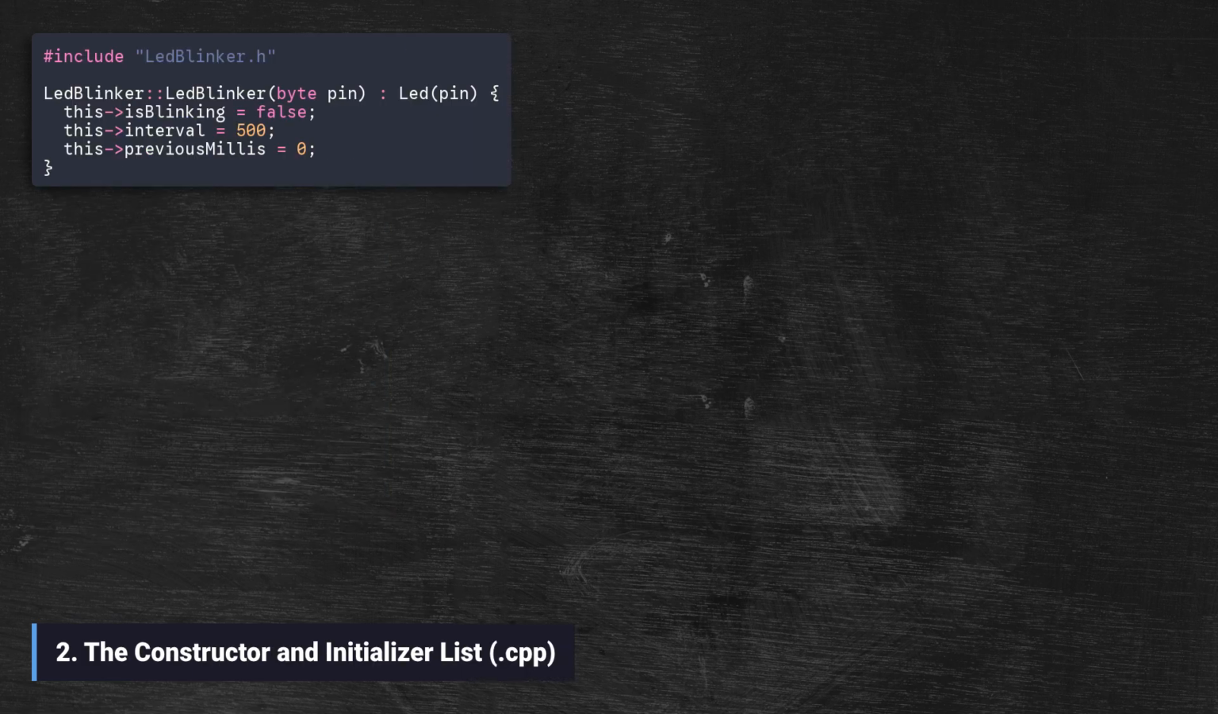This part is very important. In the constructor, we use a member initializer list, that is the colon followed by the parent class name LED. We pass the pin argument directly to the parent. This is necessary because the parent LED class needs that pin to set the pin mode and initial state.